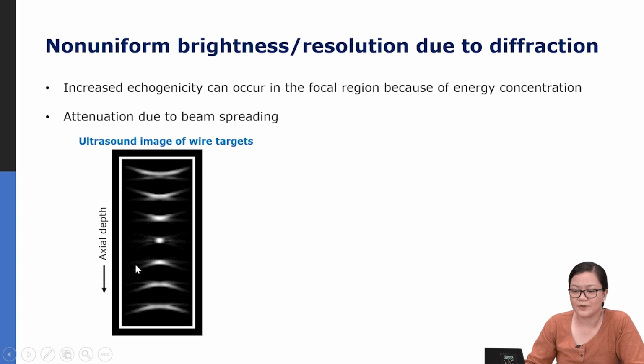Therefore, there's also beam spreading that occurs as you move further away from the focus of that ultrasound beam. And because of that beam spreading, there could also be attenuation of the signal of the echoes that are coming back from these other wire targets that are outside of the focal region.